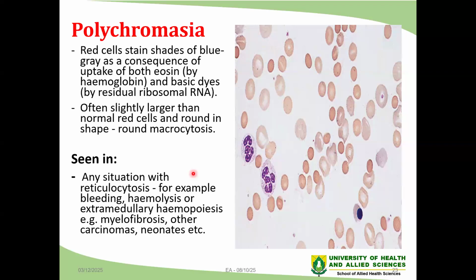When this happens, what information it gives us is that those red cells which are staining blue are most likely to be immature red cells, and they are likely to be what we call reticulocytes. And in polychromasia, you might find some cells which are slightly larger than the normal red cells, and they may also be usually round. So if we look over here, you see some like that.